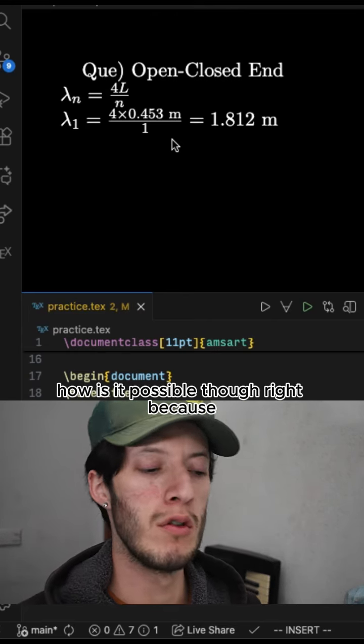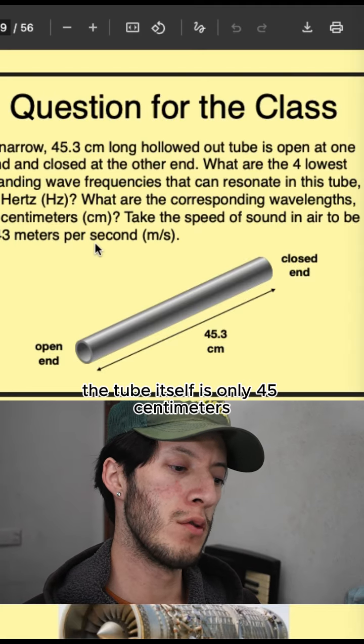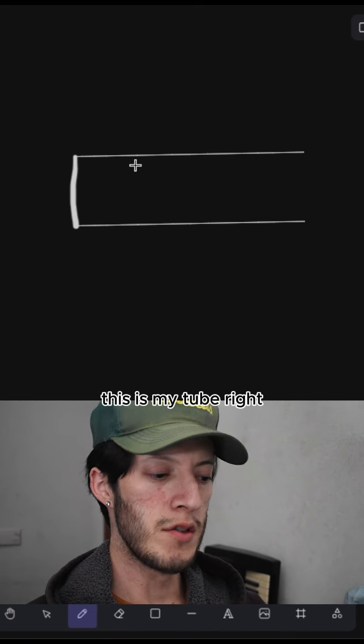How is it possible though, right? Because the tube itself is only 45 centimeters. This is my tube, right?